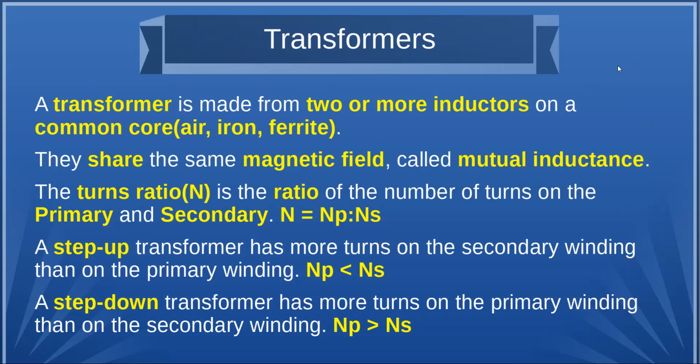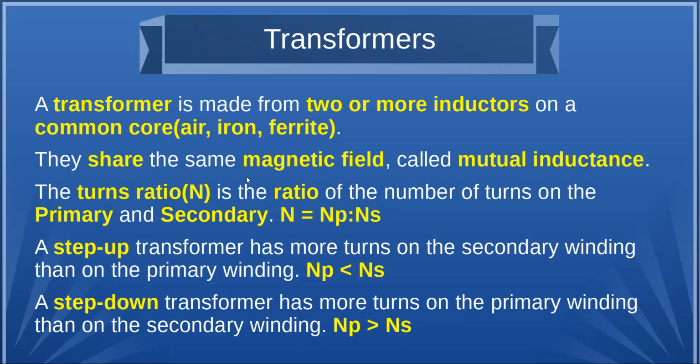Okay, so transformers are made up of two or more inductors or coils on a common core, which could be air or more than likely some powdered iron or ferrite material like a toroid. That means that they share the same magnetic field because all the magnetic lines of force are concentrated together in the coil. There are two coils or more on the same core, so they have the same magnetic field, and we call that mutual inductance because they interact.